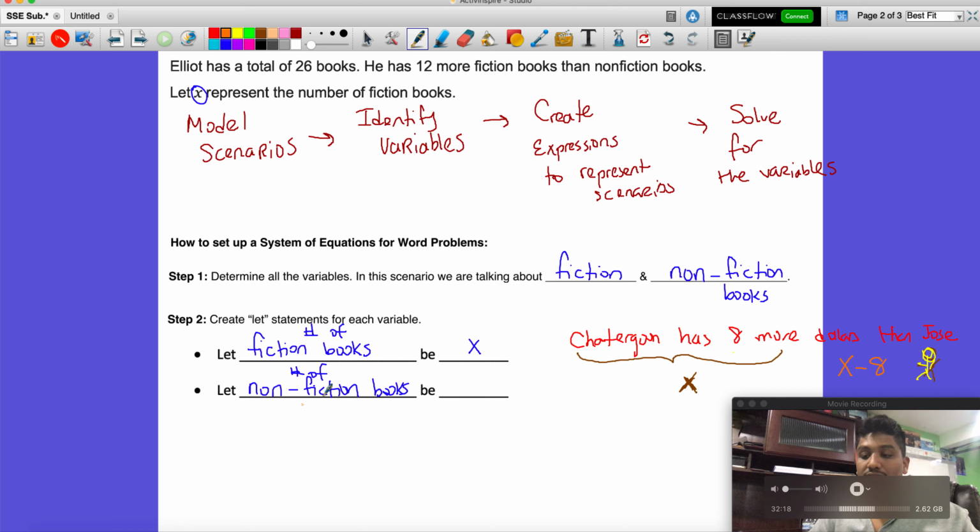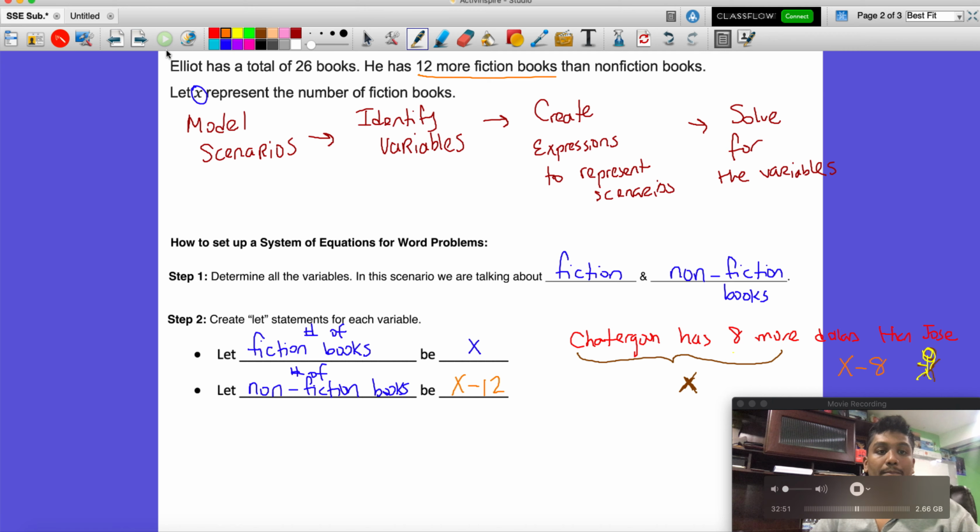And it's the same idea for the nonfiction books, right? We have 12 more fiction books, and they're telling us, okay, I don't know how many fiction books you have. I know you have more than nonfiction books, and we want you to just call it X. Now, from the nonfiction book side, we're gonna have 12 less nonfiction books than fiction books, right? Because there's more of the fiction than nonfiction, and these are the variables that are going to represent fiction and nonfiction books.